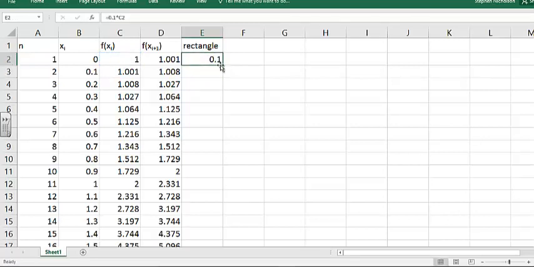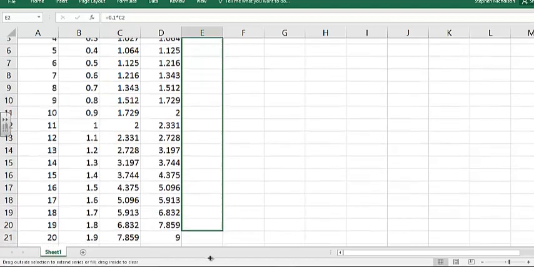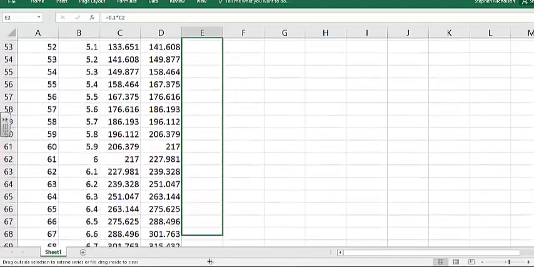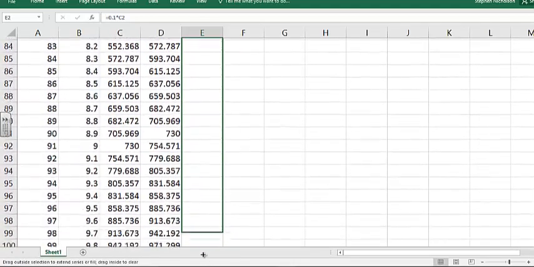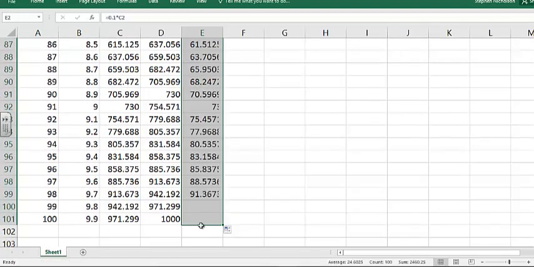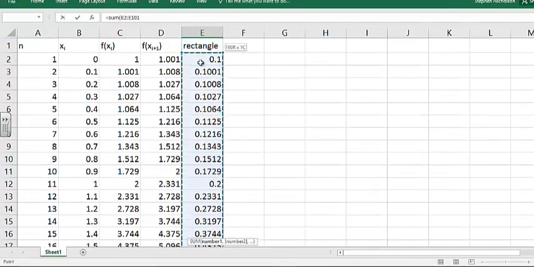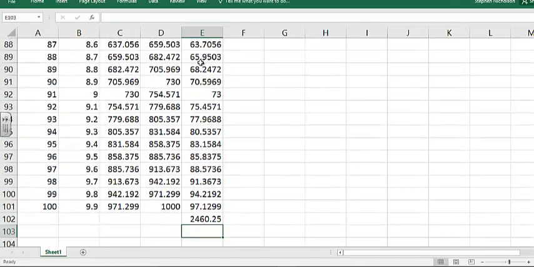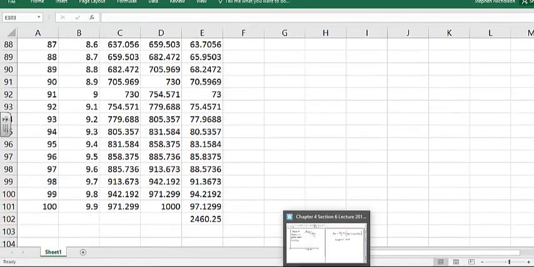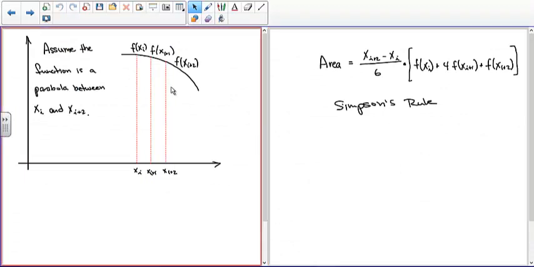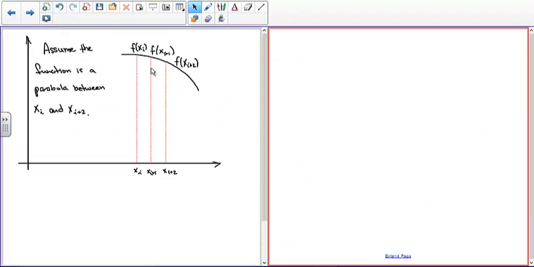And if I copy that equation all the way down, and then I add all those numbers together, so I get the total, I get an area of 2,460.25. Okay, we know how to do the analytical solution, so let's just do that.